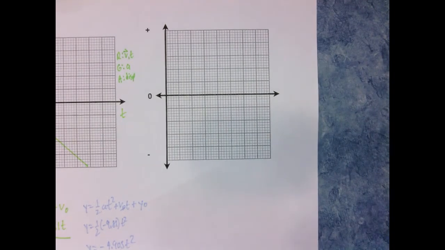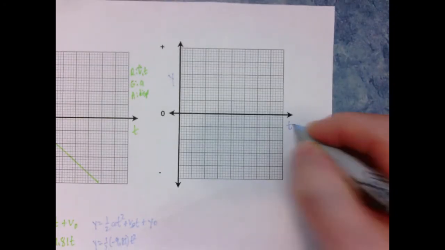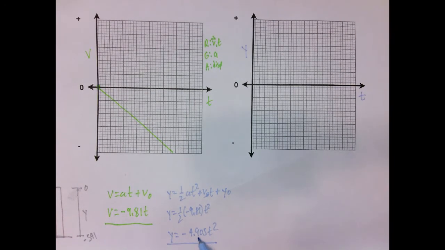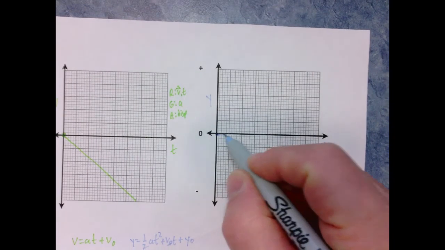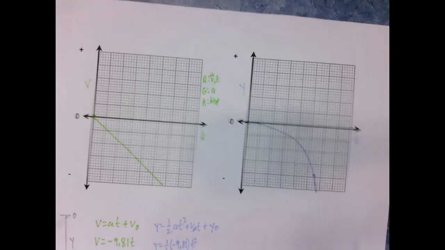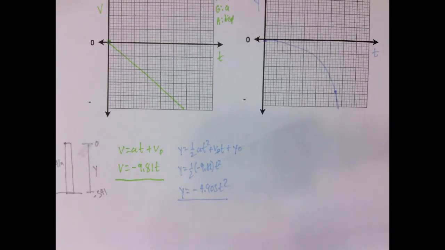When we look at the position time graph, our model is negative 4.905 t squared. So it's got a negative coefficient, which means it's a downward cup, and it's a parabola. When time is 0, y is 0. So we have a downward cup parabola that looks like this in that coordinate system. So that's what we expect to happen with the function.